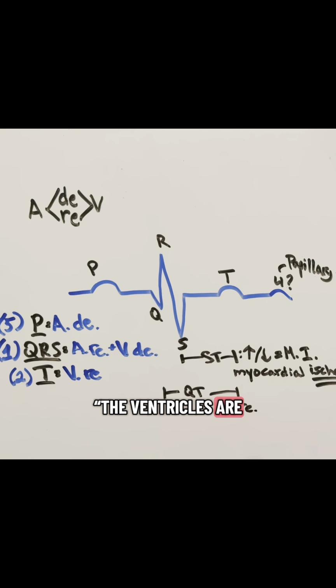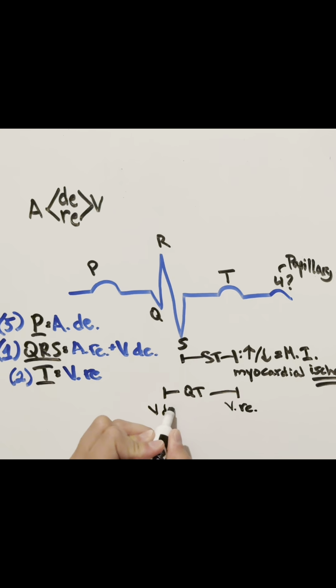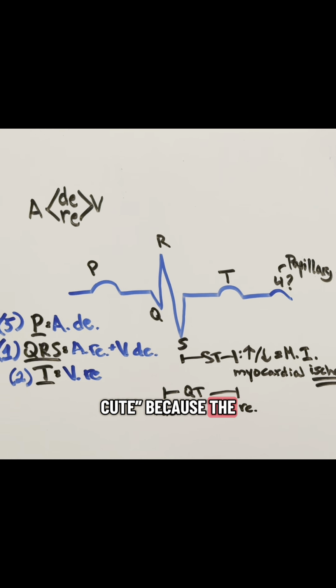The ventricles are cute. That's all I'm going to say. Because the ventricles are cute, the QT interval is all about the ventricles, when they start depolarizing and when they start repolarizing. So the QT interval is about the ventricles because the ventricles are cute.